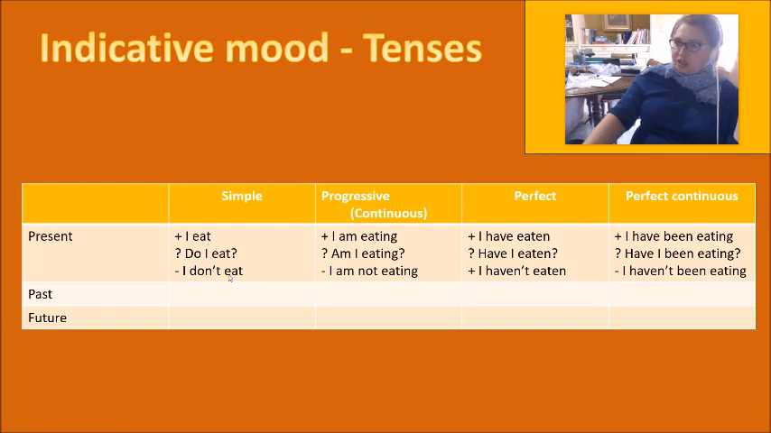I don't eat, you use do. I am not eating, you use to be because it's progressive. I haven't eaten, you use have because it's perfect. And I haven't been eating, you use first the perfect and then the continuous, okay? So haven't been is the present perfect of the verb to be, and then eating.